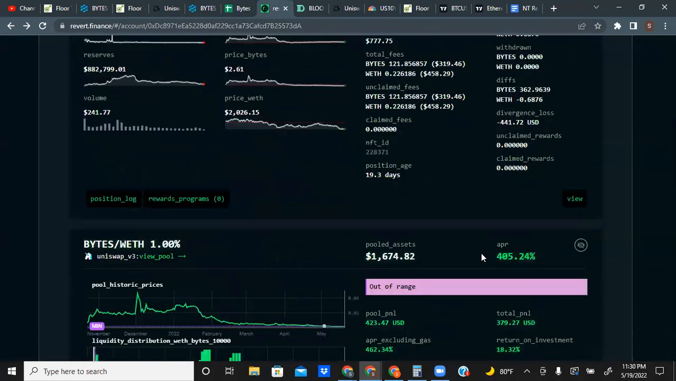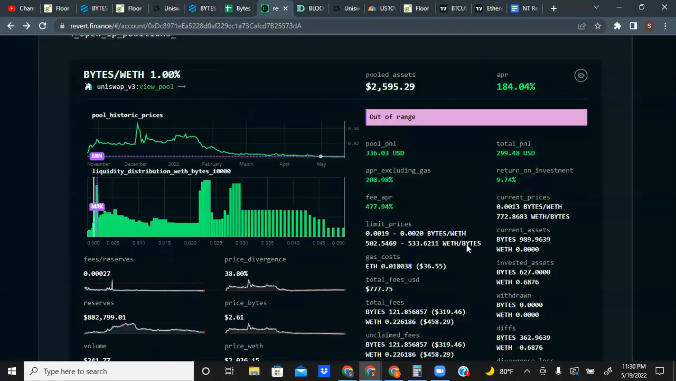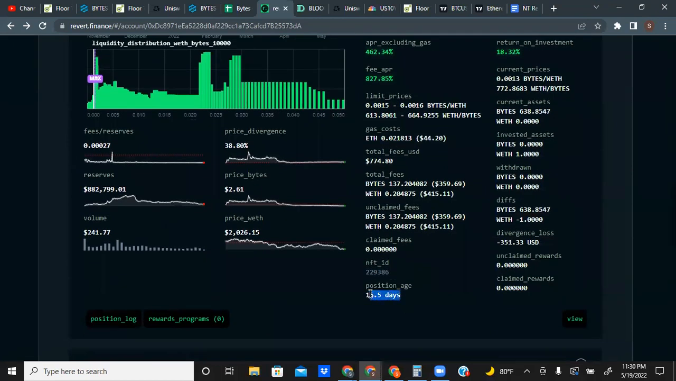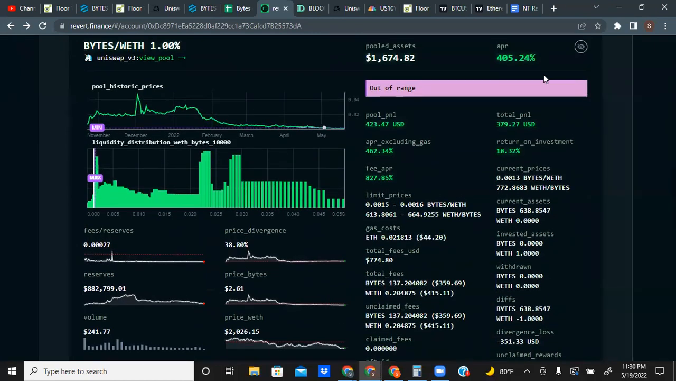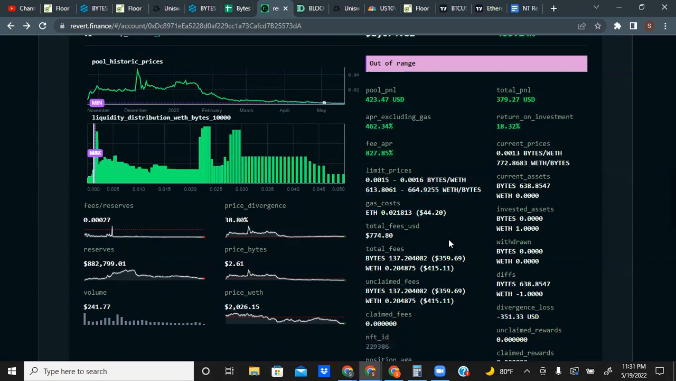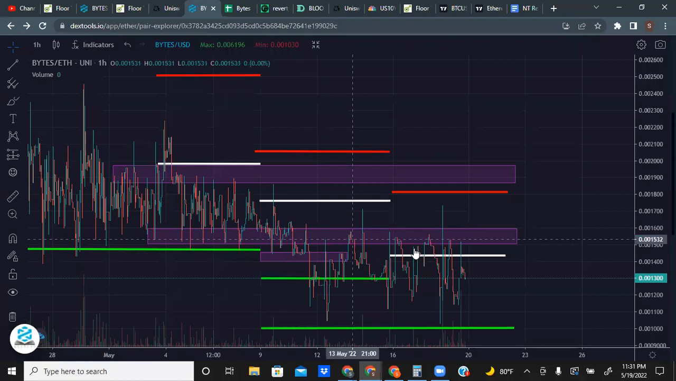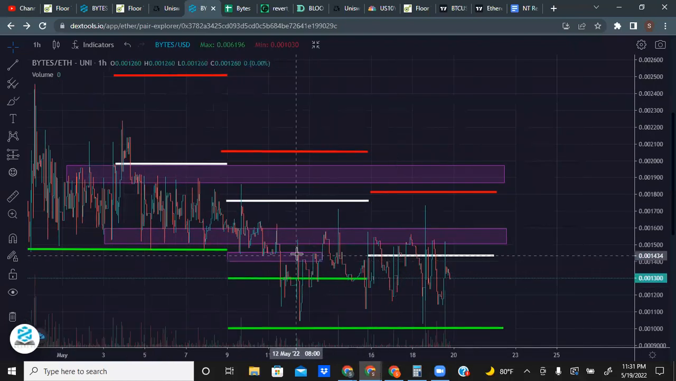And for that position, it's been 16.5 days, so just over 2 weeks. APR is obviously looking pretty decent. And the total return is 18%, not bad. I'm happy with this overall. It could have been better. So if I were to change anything, I would definitely change how aggressive I was with my buy position.